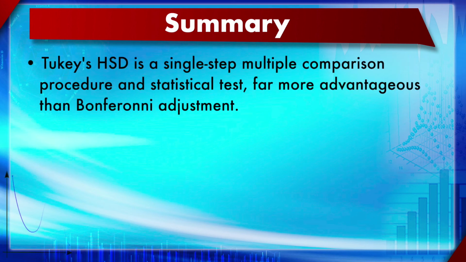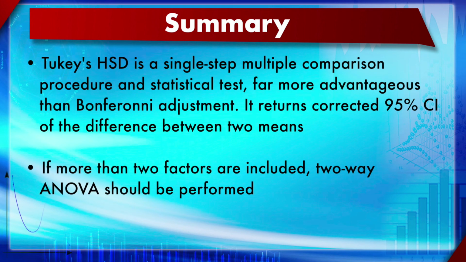Tukey's HSD is a single step multiple comparison procedure and statistical test, far more advantageous than the Bonferroni adjustment. It returns a corrected 95% CI of the difference between the 2 groups or 2 means. So this is the CI of the difference between the means. It's not performed on the mean, but it's performed on the difference between the 2 group means. If more than 2 factors are included, 2-way ANOVA should be performed, not just 1-way ANOVA.